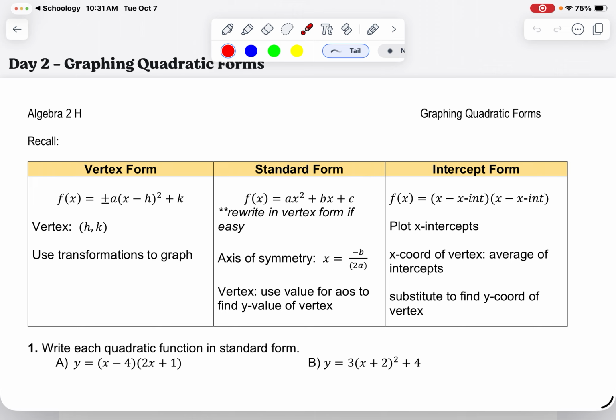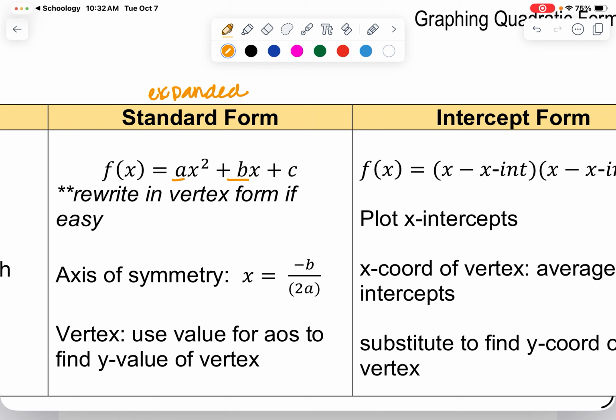Standard form is also called expanded form. That's when it is in the form y equals ax squared plus bx plus c. To rewrite in vertex form, it's easy if the lead coefficient is 1, or if b is an even number. If it's not, then we can find the axis of symmetry using x equals the opposite of b over 2 times a. Those of us that like to check answers, that is also what you can do.